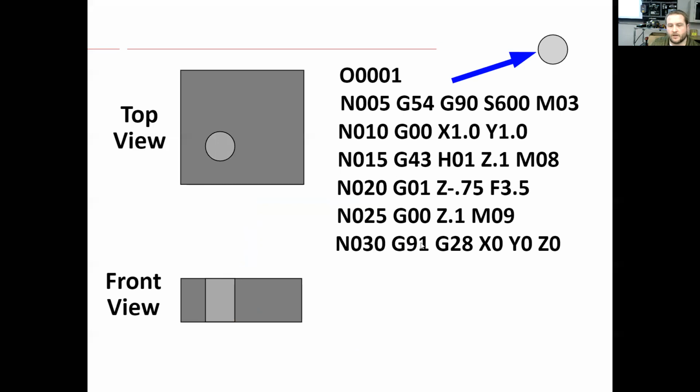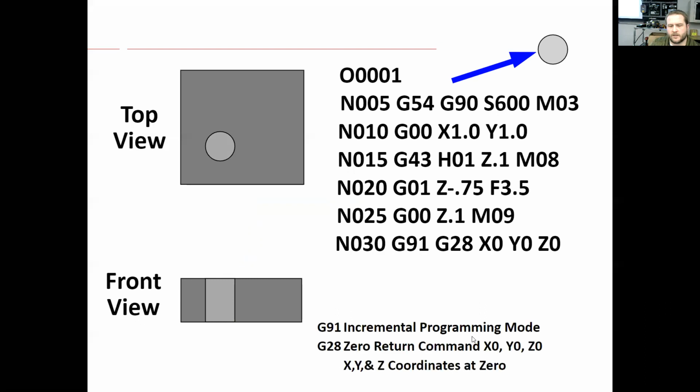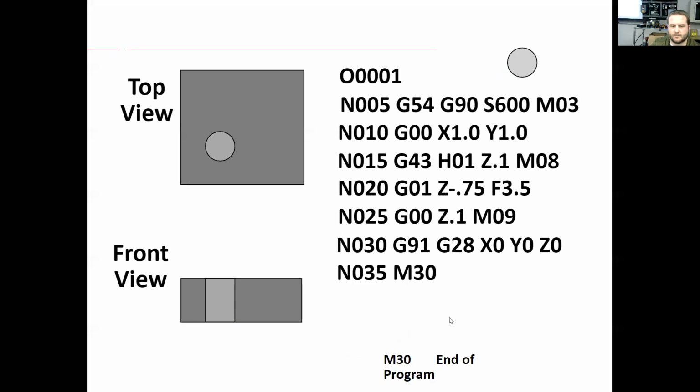Then line 30, G91, incremental programming mode. G28, 0 return command, XYZ coordinates at 0. End of program.